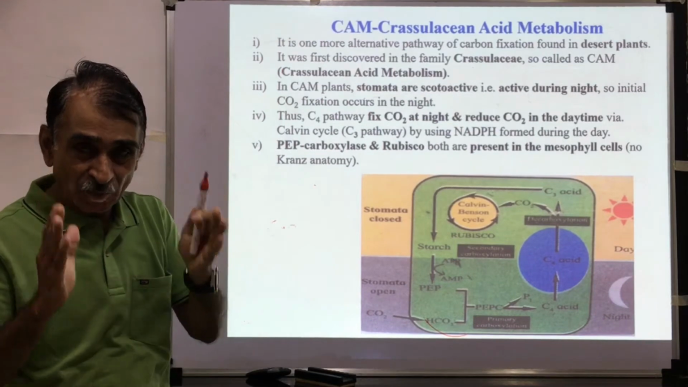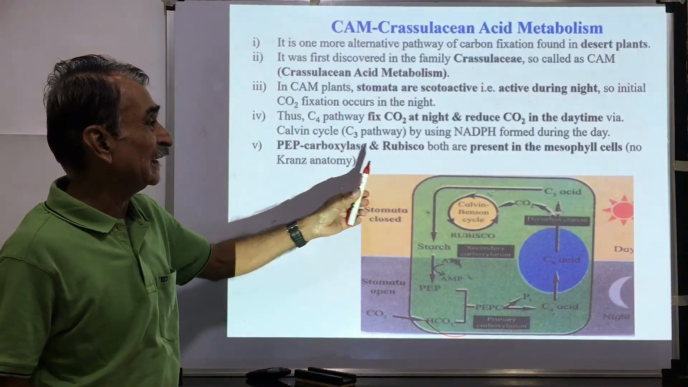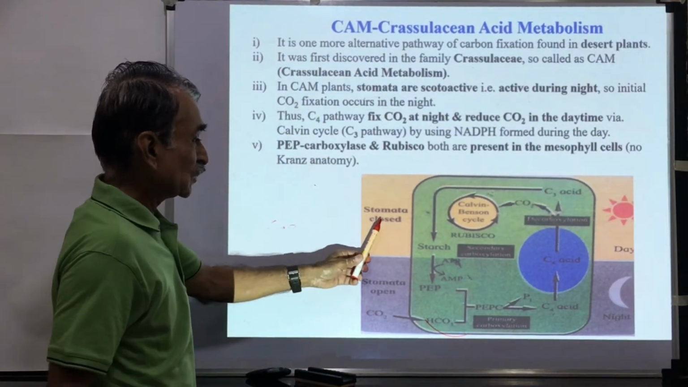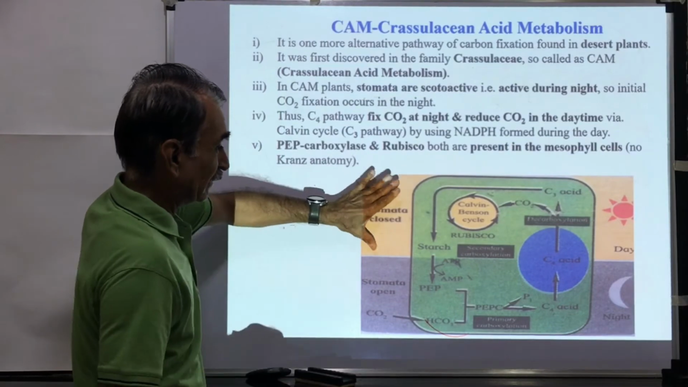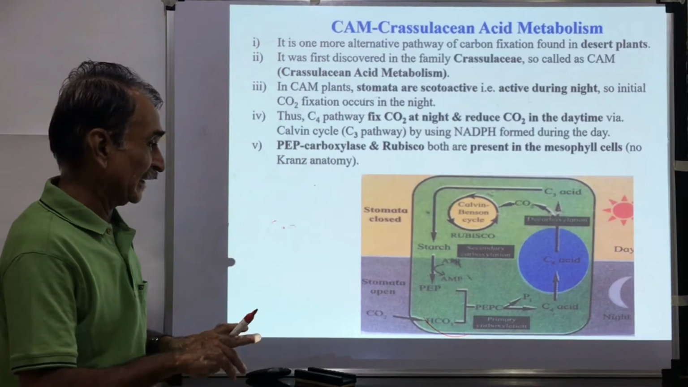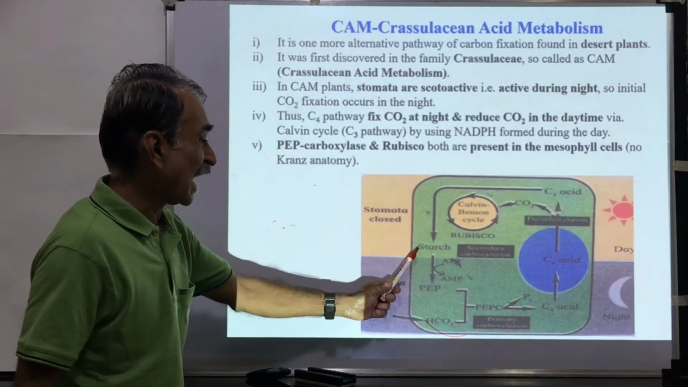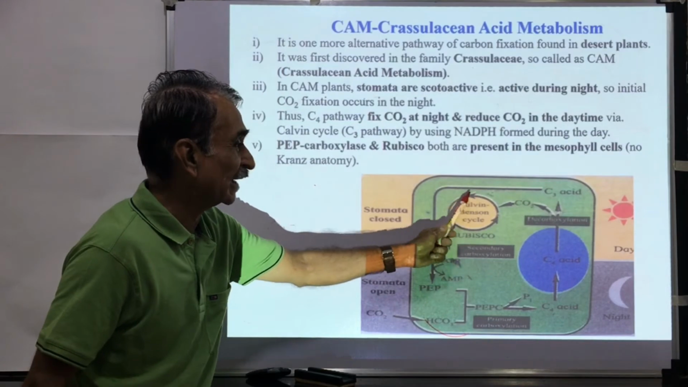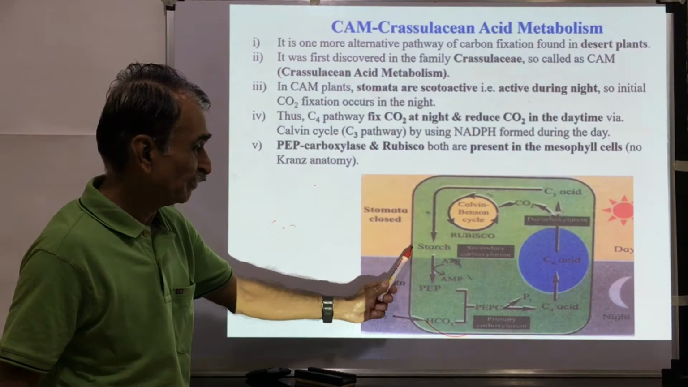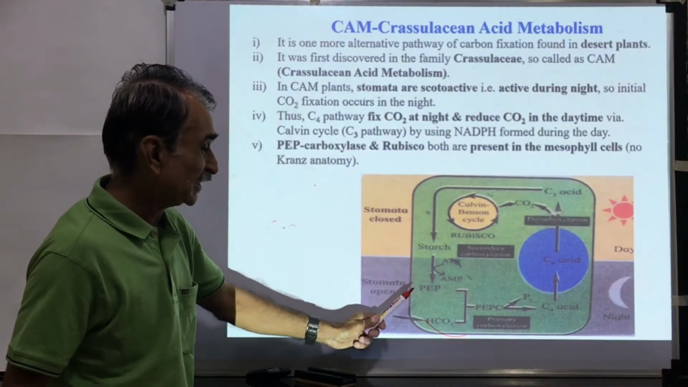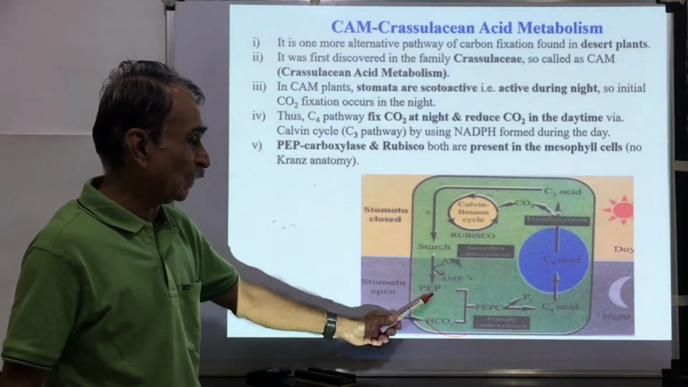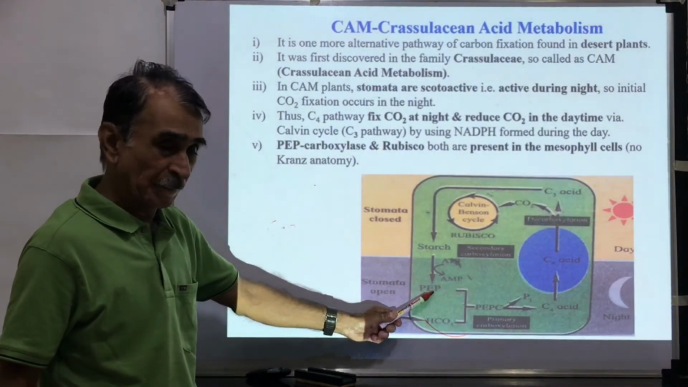PEP carboxylase and Rubisco, both the enzymes are present in the mesophyll cells. Here you can see that stomata closed. This is a daytime. This is a night. Upper part is daytime, lower part is the night time. Here you can see that starch which is synthesized in the Calvin cycle. This is the Calvin cycle. Different sugars are produced and these sugars are stored in the form of a starch. This starch is hydrolyzed and there is formation of phosphoenol pyruvate. There is formation of PEP.